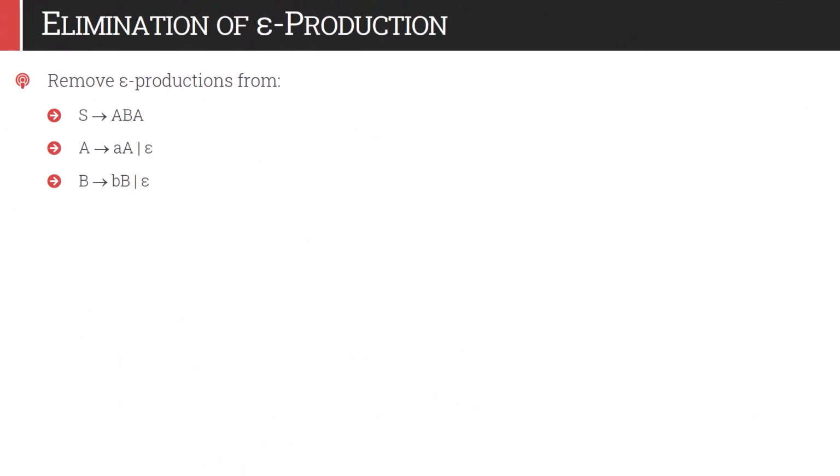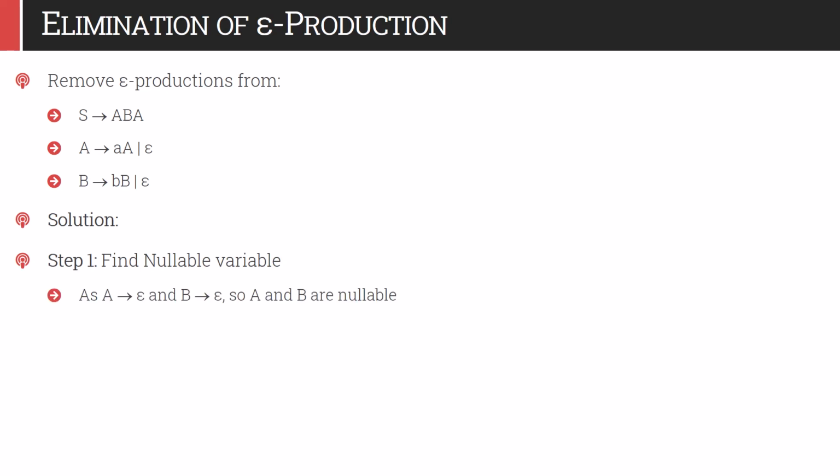Let us try to understand with the help of an example. Consider this grammar, and we have to remove the epsilon productions from it. The first step is to find the nullable variables. There are two rules. The first rule is very trivial. It says that if any production is of the form A derives epsilon, then that A is a nullable variable. Right now we have two such productions, A derives epsilon and B derives epsilon. So A and B are nullable.